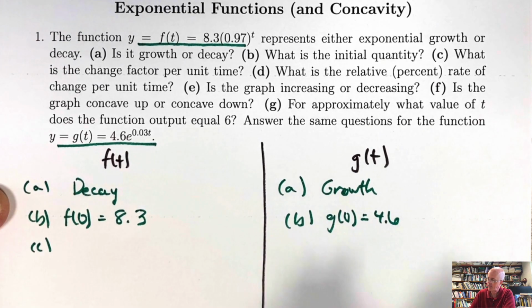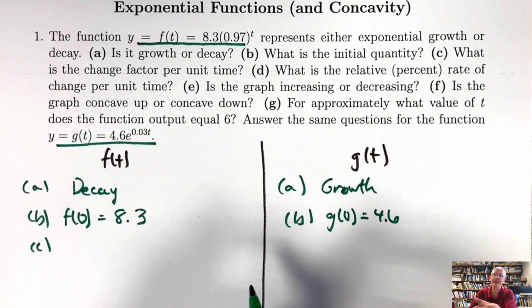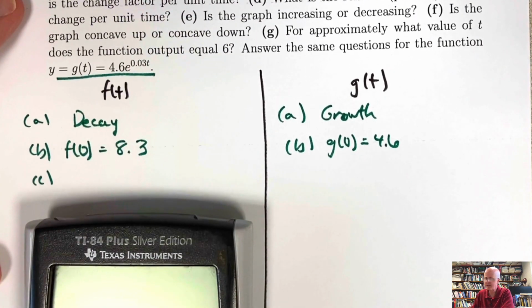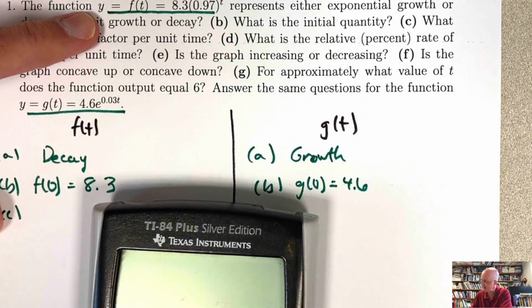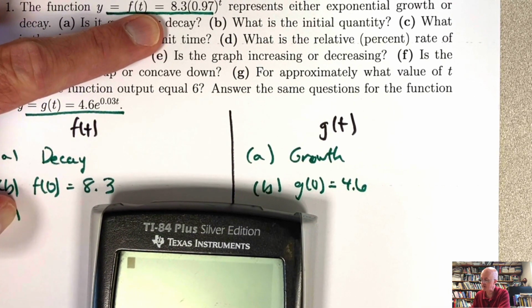Part C. What is the change factor per unit time? What in the world does that mean? The change factor per unit time is the multiplier by which the function grows or decays as t, in this case, increases by 1 unit. Let's try some numbers. So for example, with f of t, we start off with a value of 8.3 when t is 0. What is the function value when t is 1?